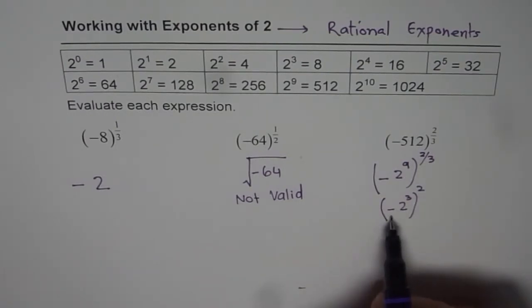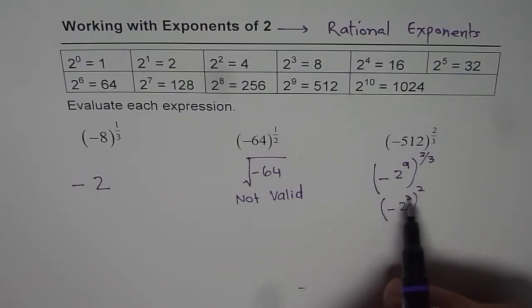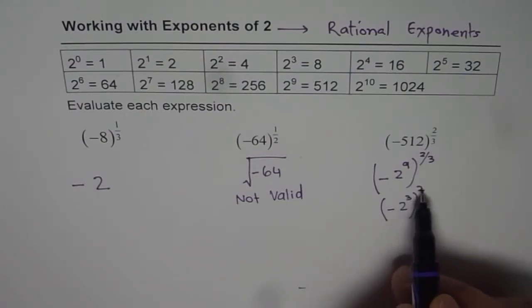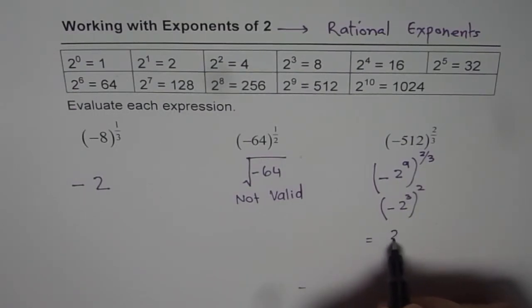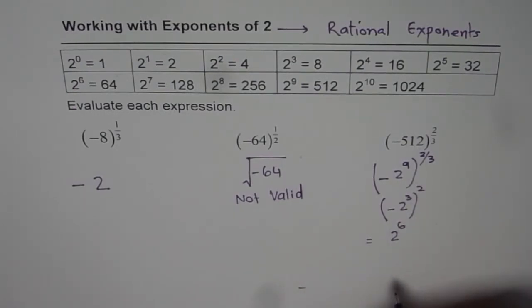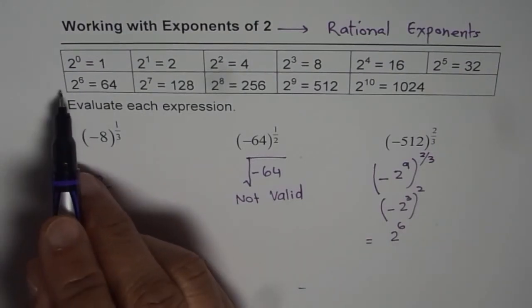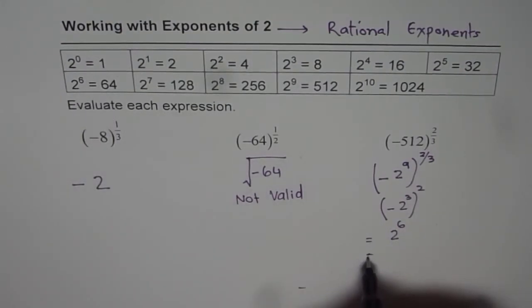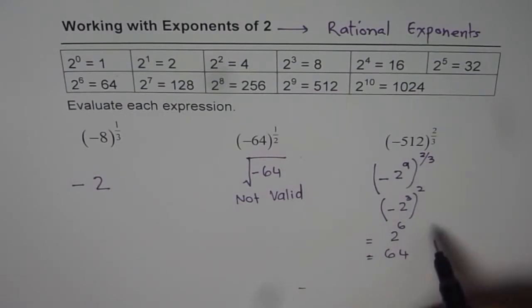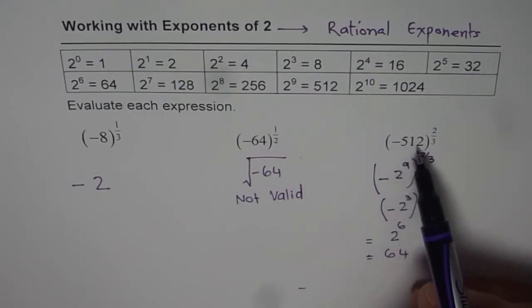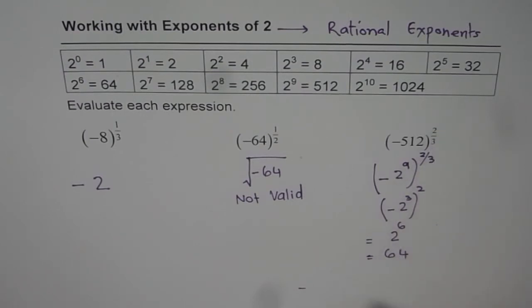Now once you square it, you're multiplying negative 2 times negative 2, right? So it becomes positive. And then 2 times 3 is 6. So what you really get is 2 to the power of 6. So that is the answer. 2 to the power of 6 is 64. So we get 64, positive 64, as the answer for minus 512 to the power of 2 over 3.